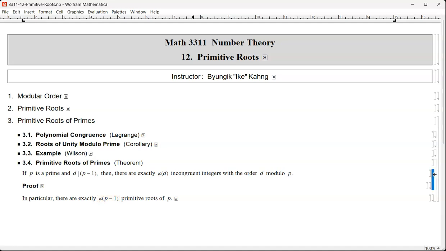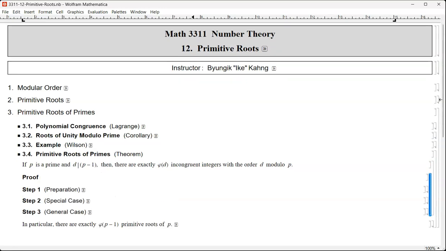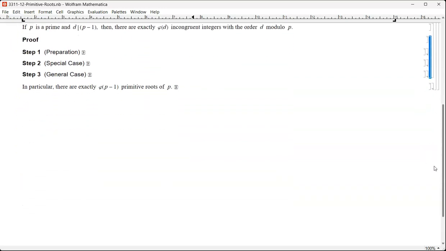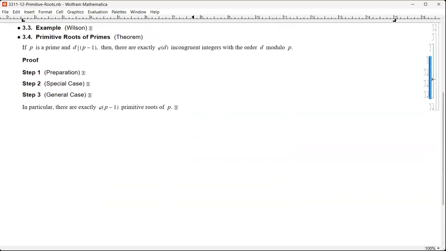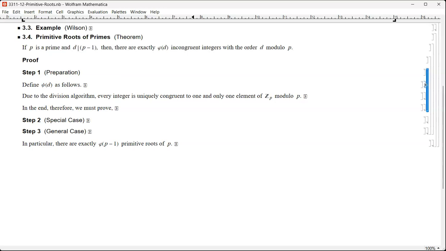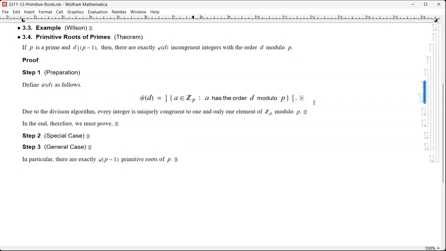Alright, so much for the corollary because it came immediately from the main theorem, so let's not worry about the corollary anymore. Let's go ahead and prove this main theorem. We're going to take multiple steps here because it's going to be a difficult proof. First, we begin with the preparation. Define psi of d as this.